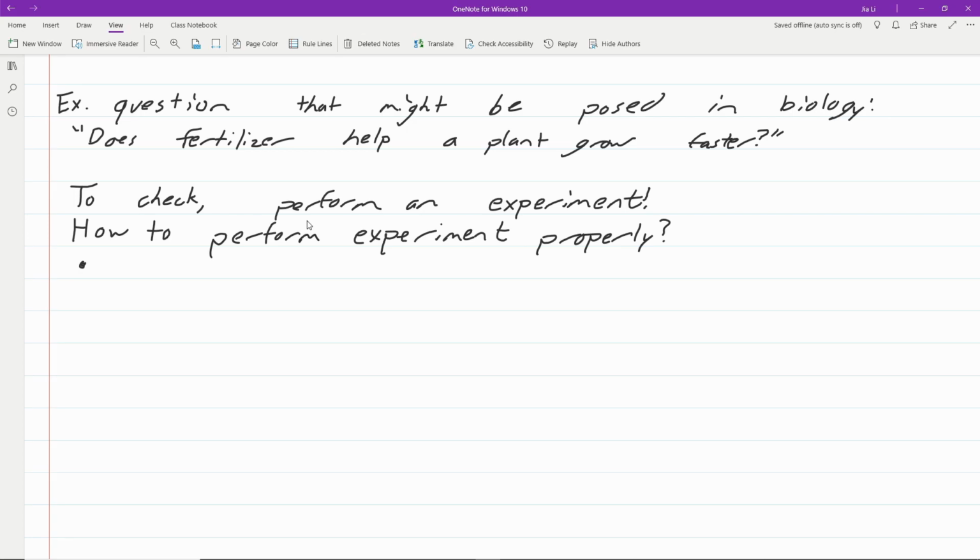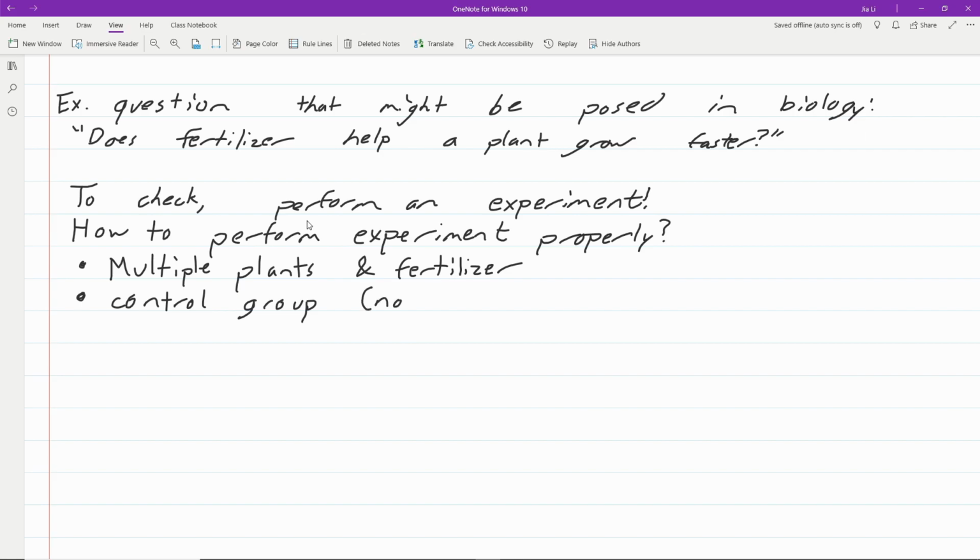Of course, for this, we will need multiple plants and fertilizer for our experiment. We will want a control group, right? Basically, we will want these multiple plants because we want to have a control group, that is one set of plants that receives no fertilizer. And we will also want an experimental group, which receives fertilizer.